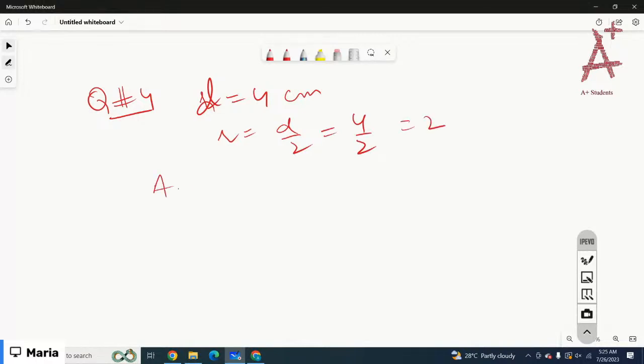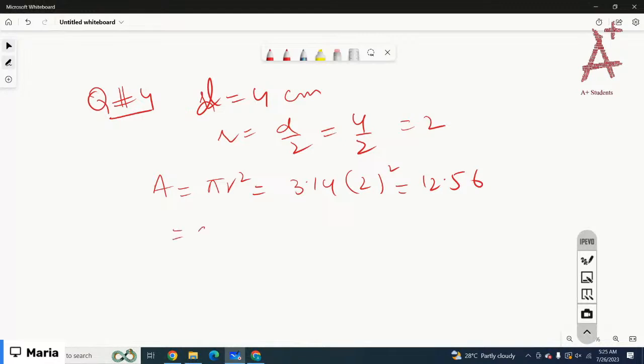Let's just calculate the area of circular faces. Pi r square. Pi is 3.14 and 2 square, so 4 times 3.14. That would be 12.56. That is the area of one circular face. You can multiply it by 2 for both circular faces. Now you have to calculate the area of the rectangular face.